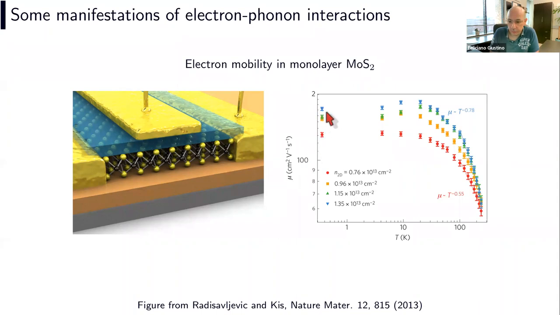You can see that this quantity, from experiments, depends strongly on temperature. It goes down by two orders of magnitude with temperature. This is a manifestation of electron-phonon interactions. In practice, the atoms in the lattice vibrate with larger amplitudes as you increase the temperature, and therefore there is more scattering of the electrons and the mobility is decreased. That's the kind of thing we would like to calculate using these techniques.